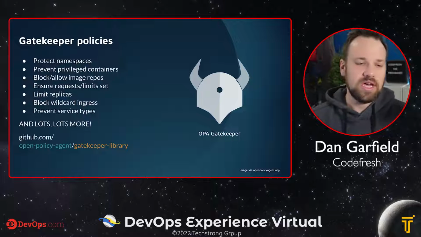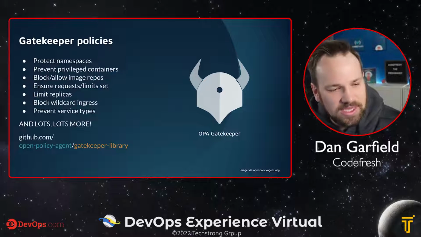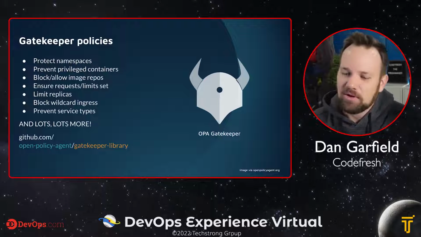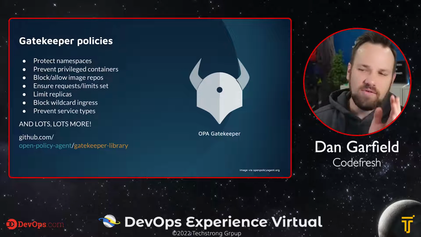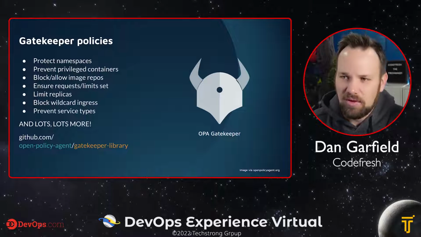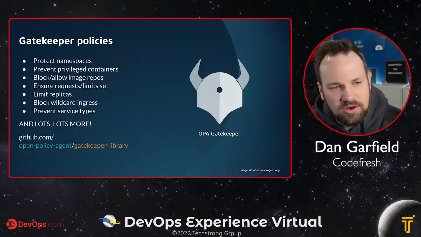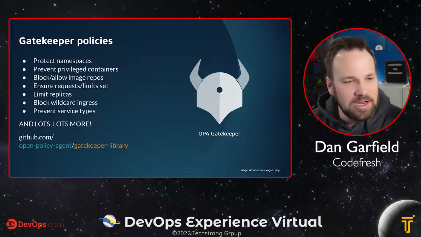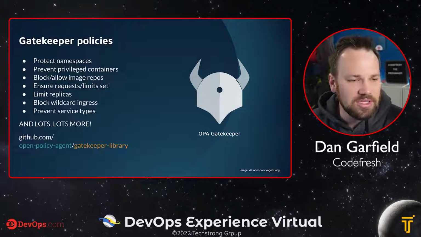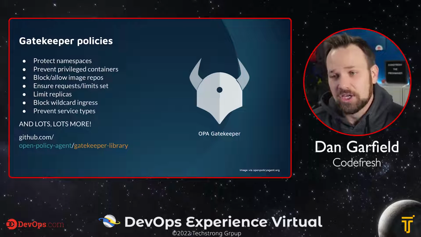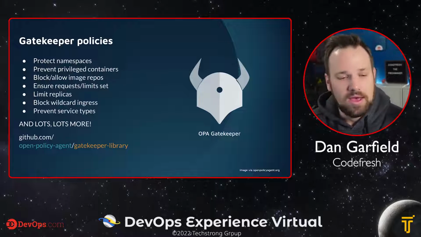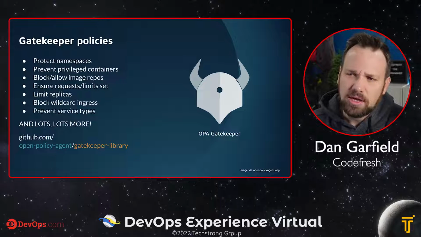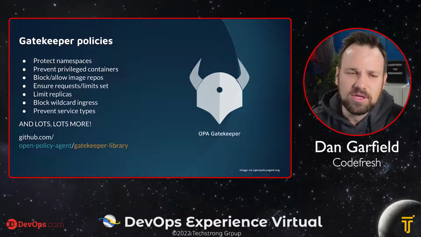There's a ton of policies available at github.com/open-policy-agent/gatekeeper-library. And they include things like protecting specific namespaces, preventing privileged containers, blocking and allowing image repositories, ensuring requests and limits are set, limiting how many replicas there are, blocking wildcards, all kinds of stuff. And you can actually write your own in a language called Rego, which I wasn't very familiar with. Rego is a little tricky to learn, but because the library is so large, I feel like OPA Gatekeeper is a great resource and a great one to use.